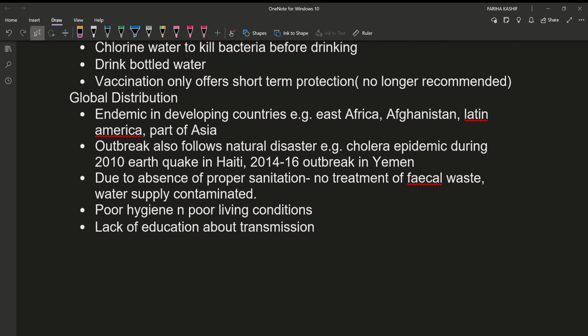For example, the cholera epidemic during the 2010 earthquake in Haiti and the 2014 to 2016 outbreak in Yemen. Causes include the absence of proper sanitation, no treatment of fecal waste, contaminated water supply, poor hygiene and poor living conditions, and lack of education about transmission.